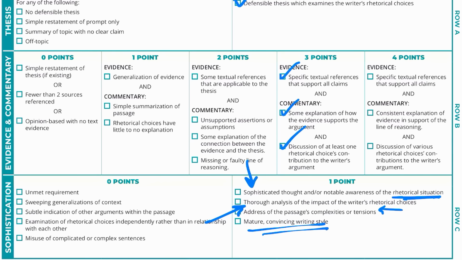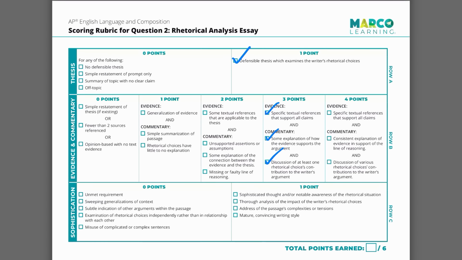So even if you do none of the previous things on this rubric, you can earn the point for sophistication just because you're a great writer. And that makes sense because this is AP English Language and it's an essay. It should be about great writing. So let's take a look over this rubric.